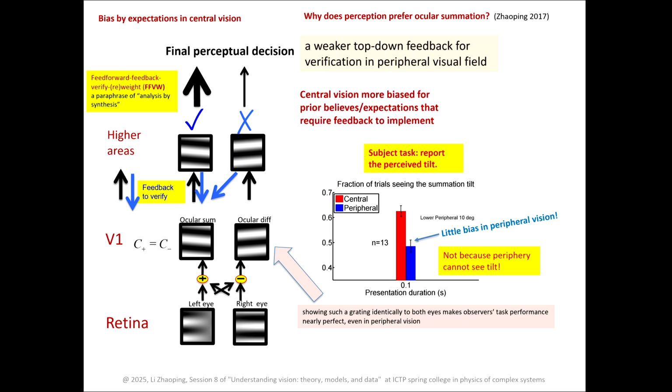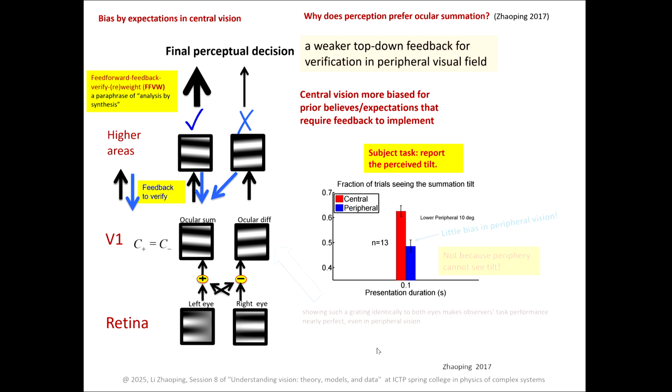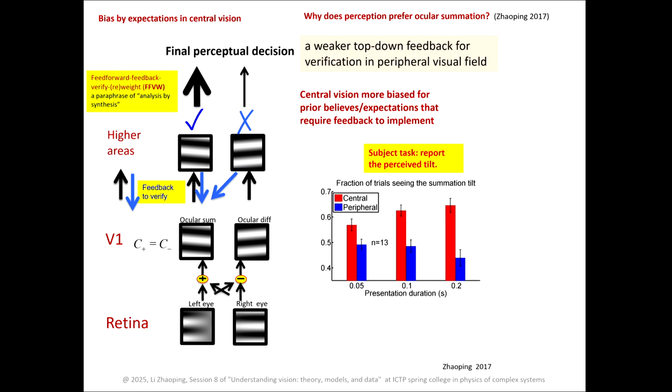Therefore, central vision is more biased for prior beliefs or expectations that require feedback to implement, such as in this task. We can verify our hypothesis further by extending this experiment. Observers can view the visual input longer to give more time for feedback to take effect, or shorter so that feedback has less time to act. Indeed, the bias in central vision increases with time available for the feedback, but not for peripheral vision.